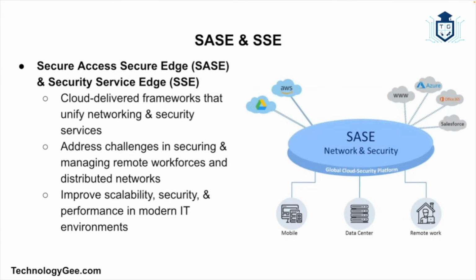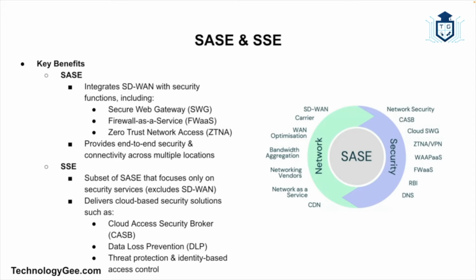All right, next let's talk about secure access service edge and security service edge. So SASE and SSE are frameworks that combine networking and security services into a unified solution that is delivered by way of the cloud. And they address the challenges of securing and managing remote workforces and distributed networks. And here are some of the key benefits of SASE and SSE. So SASE integrates SD-WAN capabilities with security functions such as secure web gateways, firewall as a service, and zero trust network access. And SSE, which is a subset of SASE, focuses specifically on security services without SD-WAN functionality.